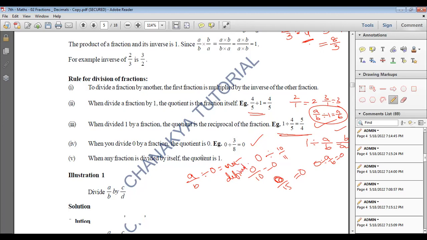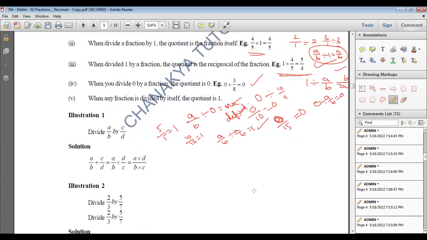Very good. When a fraction is divided by itself, the quotient is 1. Any number divided by itself, suppose 5 by 5. What is the 5 by 5 value? Ma'am, 1. Yeah, 10 by 10. 1. Suppose a fraction a by b divided by a by b. Ma'am, 1. It's also 1. Very good. 1 by 5 divided by 1 by 5 is equal to 1.